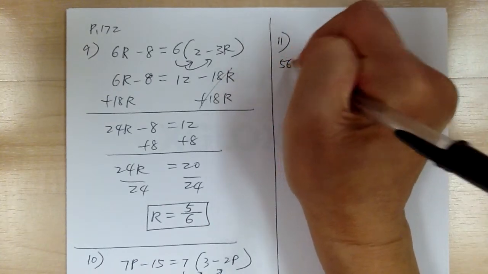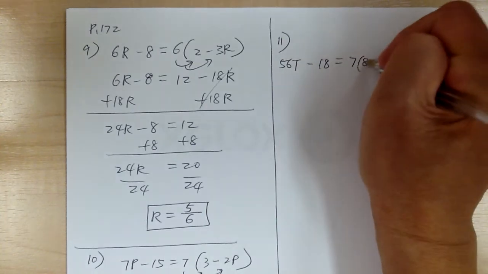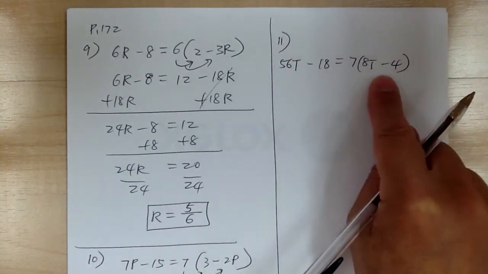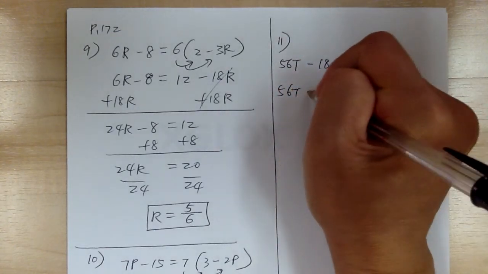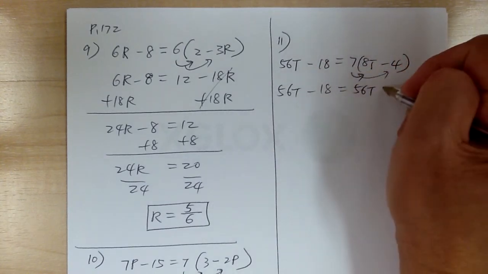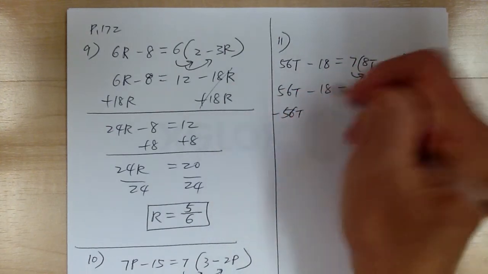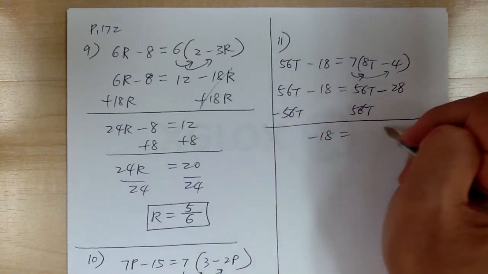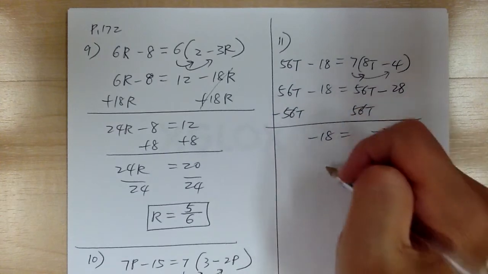You have 56t minus 18 equal to 7 times 8t minus 4. So this one, you have the grouping symbol, so let's undo the grouping symbol. So this is 56t multiply minus 28. Then if you minus 56t, you want to consolidate your variables, you're going to get negative 18 equal to negative 28. So this is no good. So this is no solution.